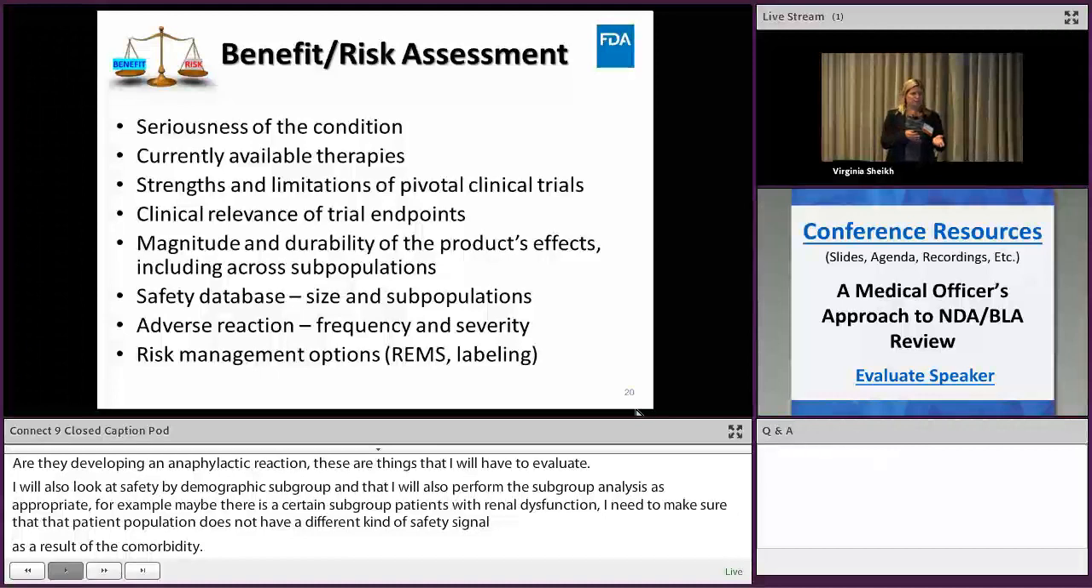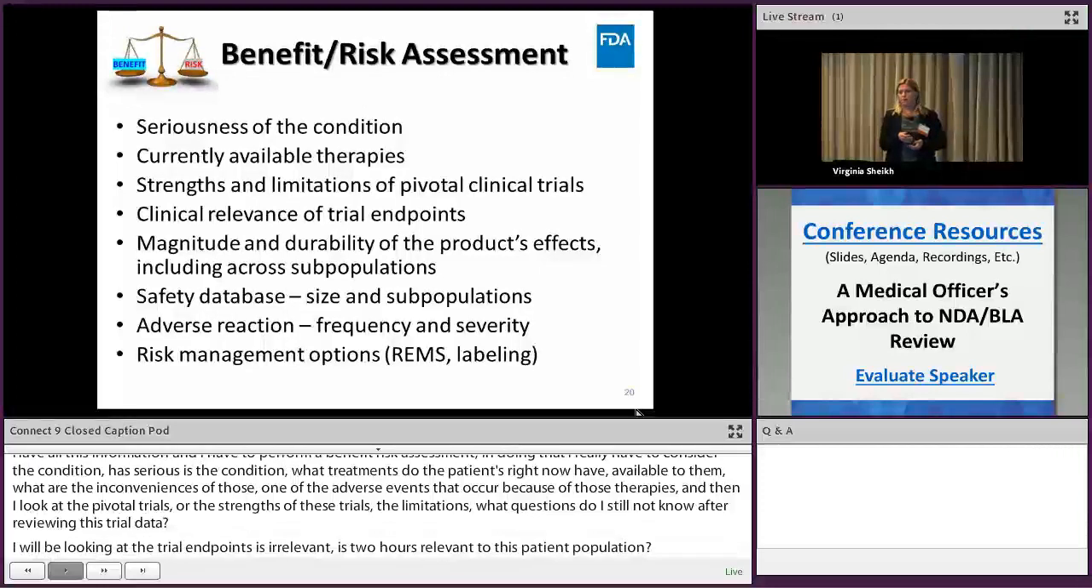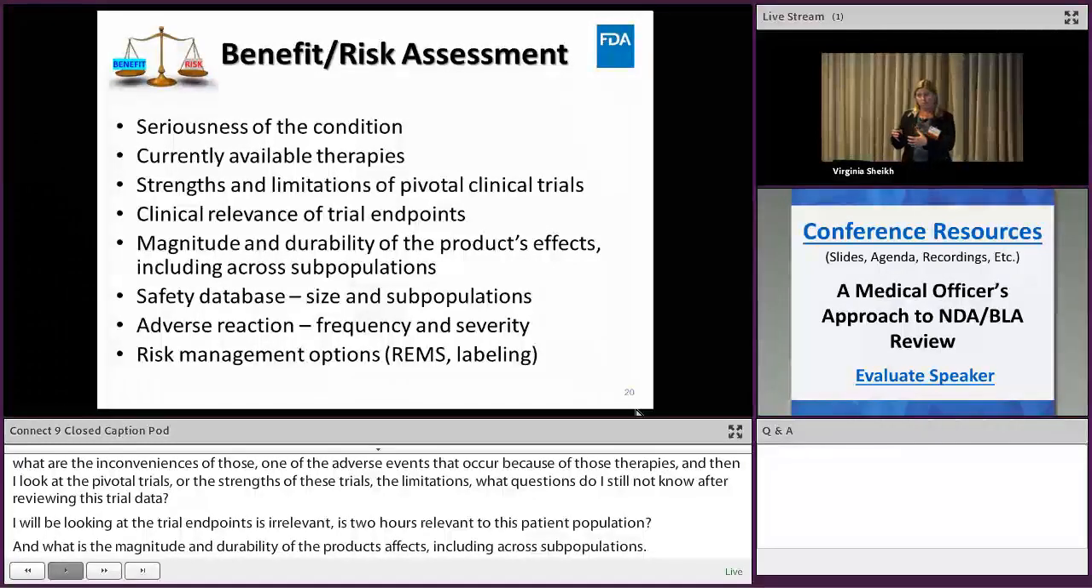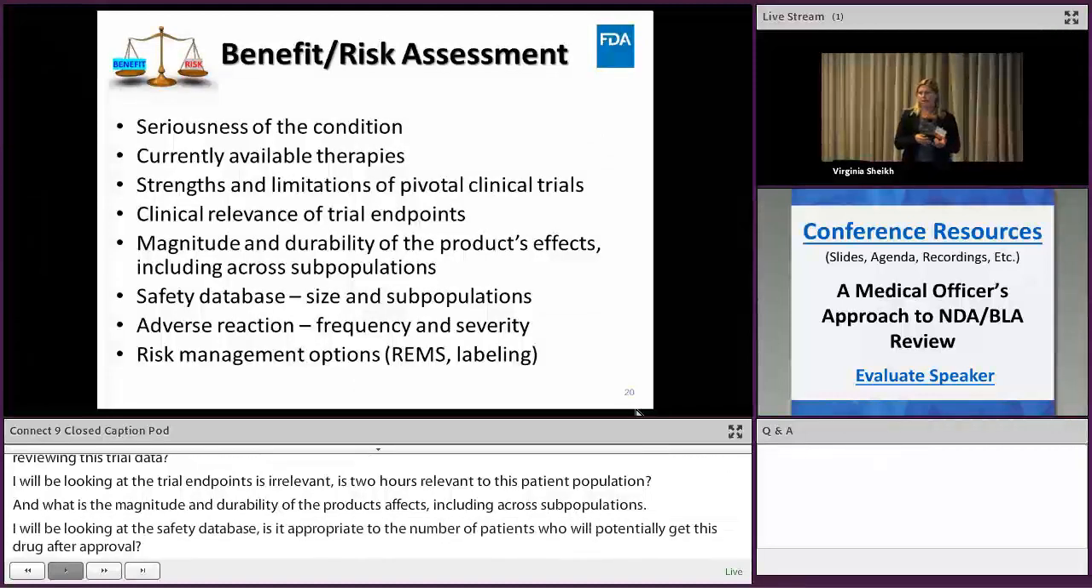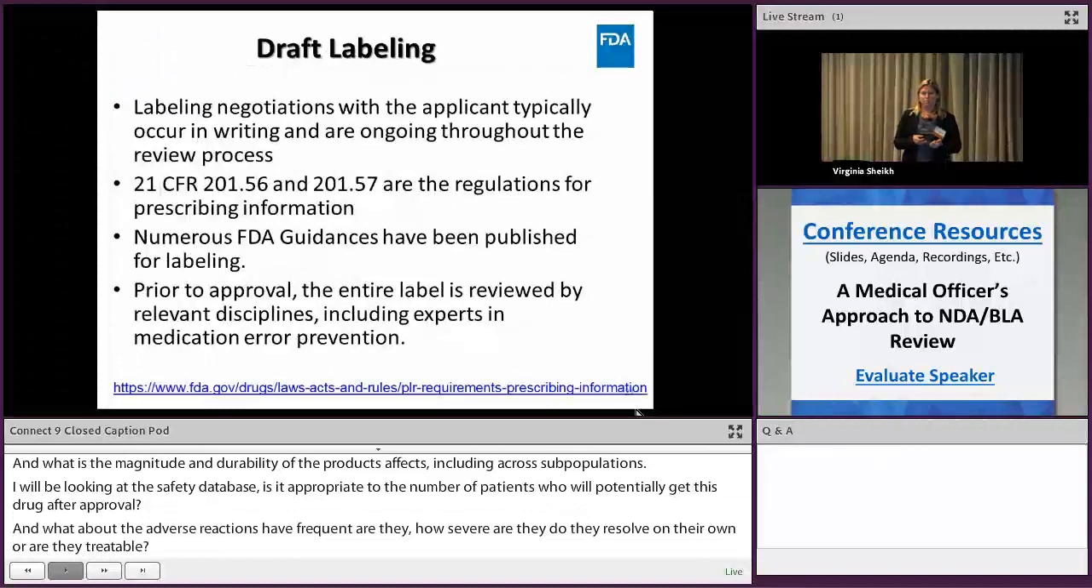And I'll be looking at the trial endpoints. As I mentioned before, is it relevant? Is 2 hours relevant to this patient population? And then what is the magnitude and durability of the product's effects, including across these subpopulations. I'll be looking at the safety database. Is it appropriate for the number of patients who will potentially get this drug after approval? And then what about the adverse reactions? How frequent are they? How severe are they? Do they resolve on their own? Are they treatable? And then risk management options, REMS options, and also labeling.